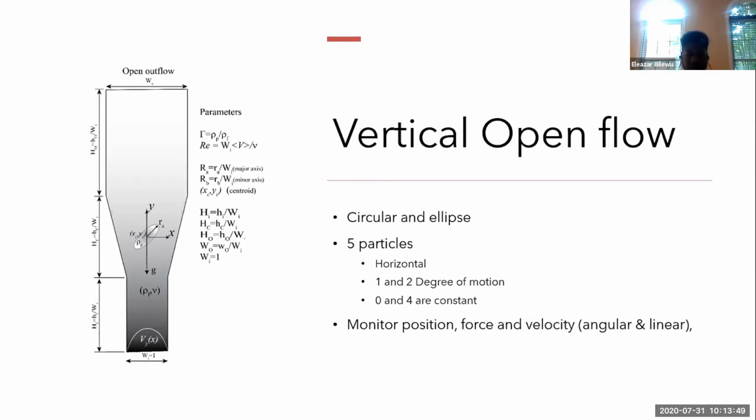And I mainly focus on the cases of 1 and 2 degree motion. What that means is, for 1 degree motion, the 3 particles in the middle were able to translate in the x-axis. And in 2 degree of motion, the particles were able to not only translate in the x-axis, but also rotate in the z-axis as well. So basically, my main focus was to monitor parameters, position, force, velocity, as we change the Reynolds number.